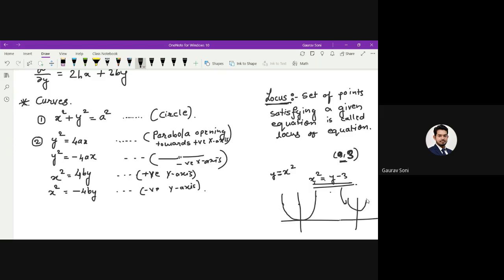If I add some number, then it will shift downwards. Okay, so this kind of manipulation you should be able to do. Just keep in mind that when numbers are added or subtracted, the graph gets shifted. And if it is multiplied, what will happen? y is equal to x square and y is equal to 3x square. Think over it.